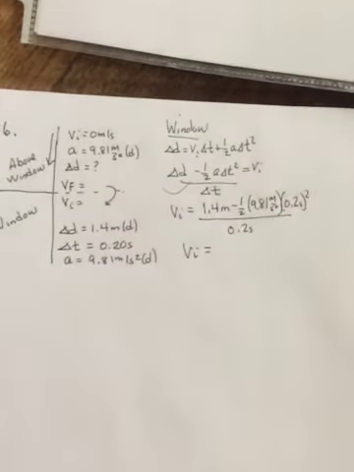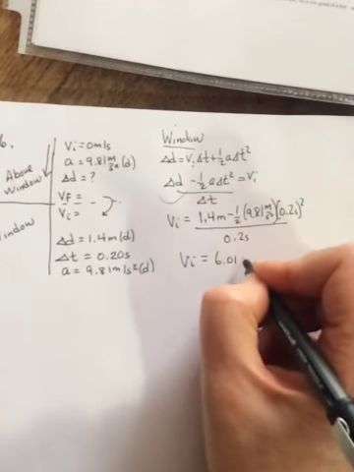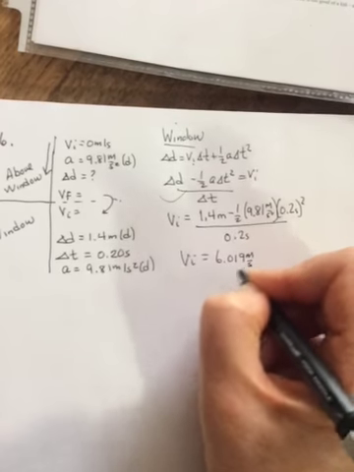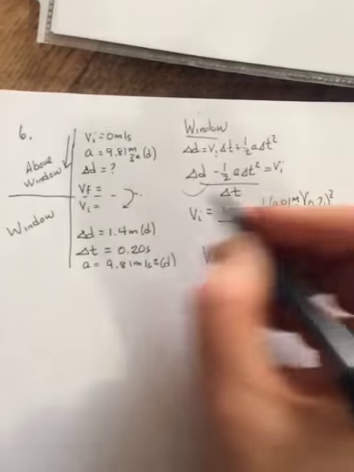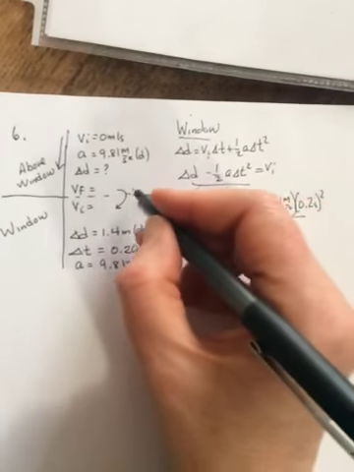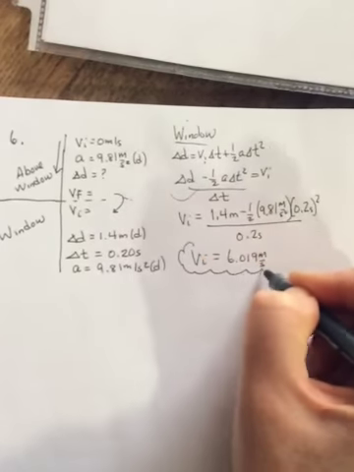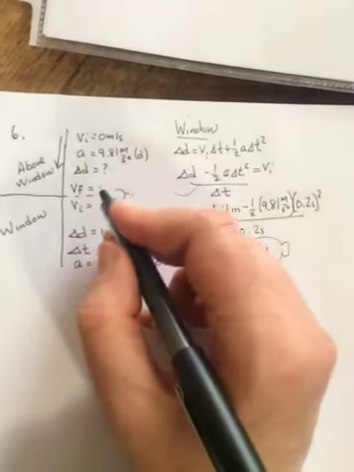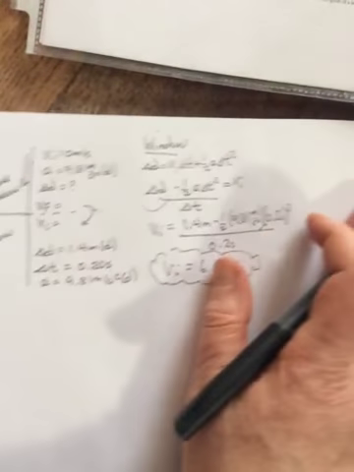Carefully punch all this into your calculator. And when you do, you should get 6.019 meters per second. So that's the VI of the window. So it becomes the VF of above the window. Okay? So now we have the VF above the window. We have a VI. We want a delta D.